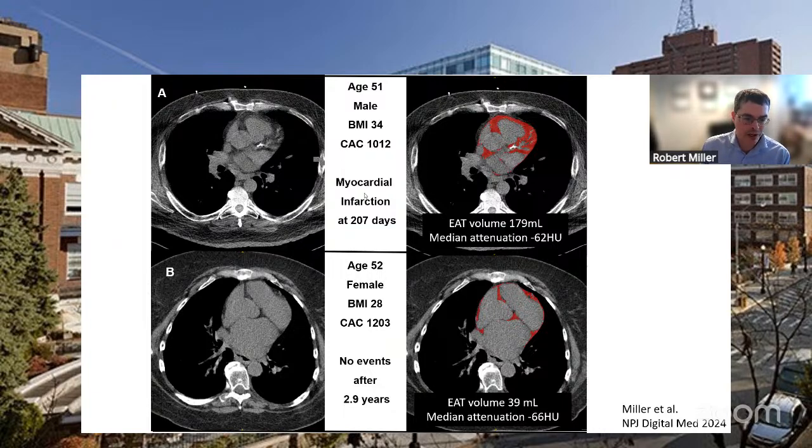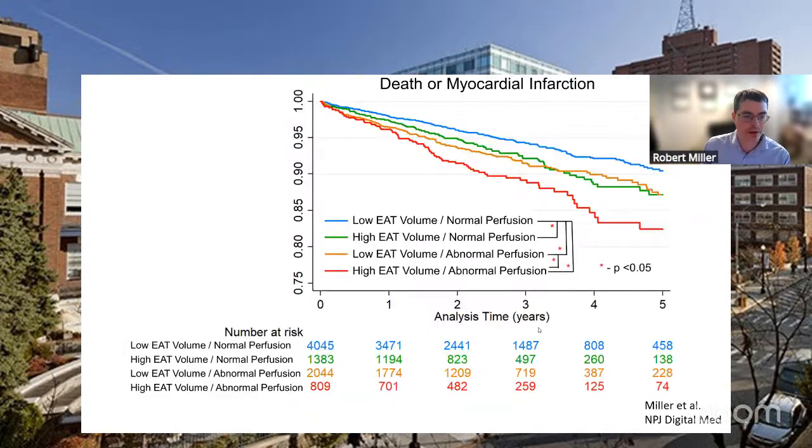So this patient experienced an MI at 207 days. Second patient, very similar calcium score, somewhat similar BMI, but this patient has very little EAT, and the EAT is lower density. This patient had no events after 3 years.